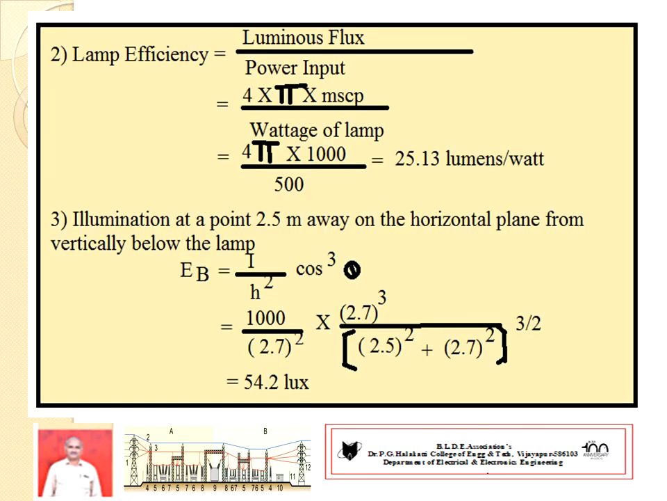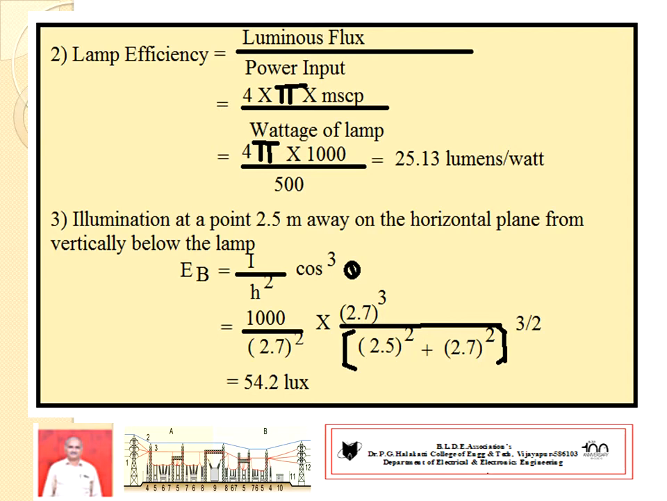Lamp efficiency equals luminous flux divided by power input. Luminous flux equals 4 pi into MSCP, since MSCP equals lumens divided by 4 pi. By using that equation, total lumens equals 4 pi into MSCP, and total wattage is 500. So we are going to get 25.13 lumens per watt.